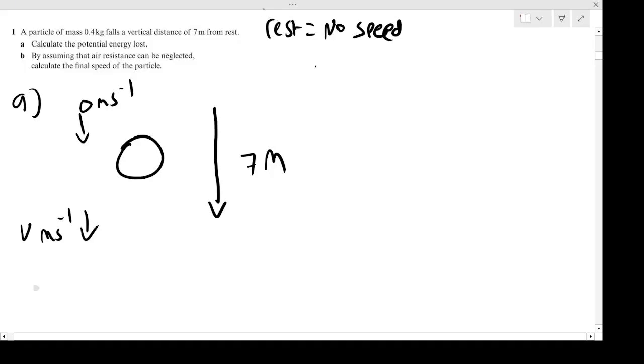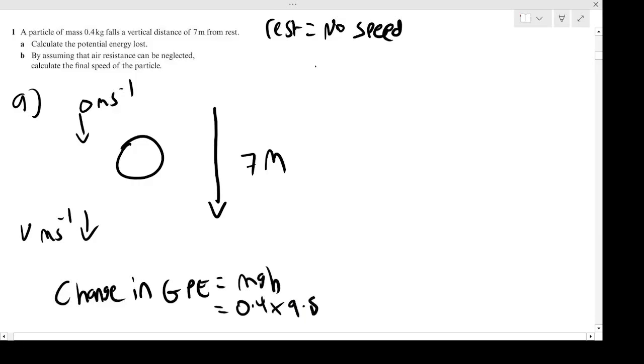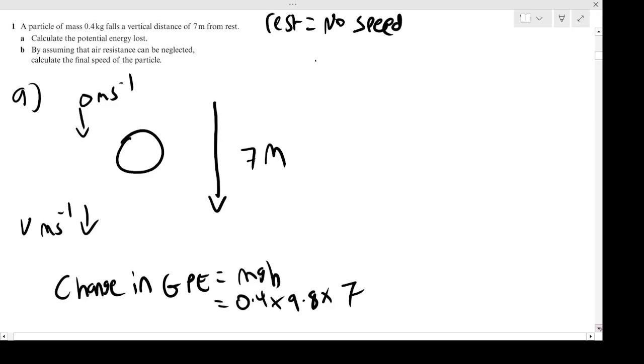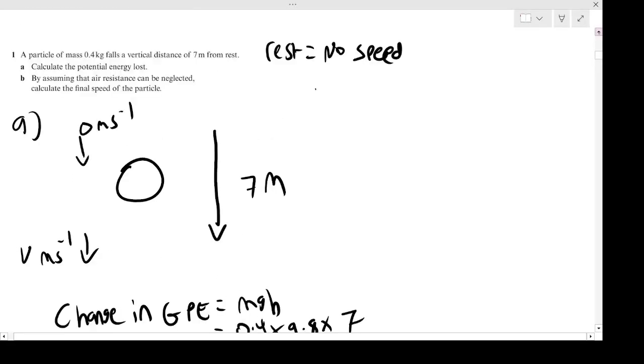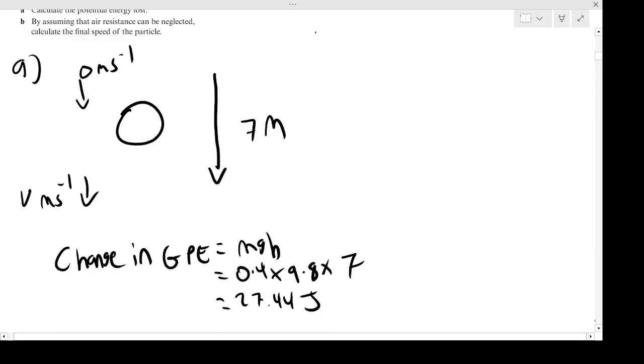is gravitational energy, right? So the change in GPE in this case is going to be mgh. We know the mass is 0.4, g is 9.8, and we do know the height. It's gone down by 7, so times by 7. If we work that out, we get 27.44 joules. And there we are. So that's the potential energy, and it's lost, because it's going downwards, so it's a loss.